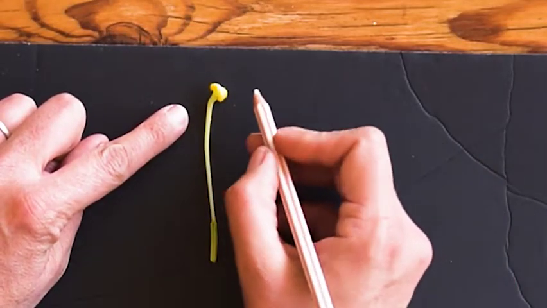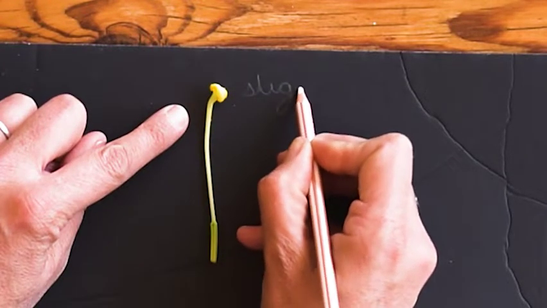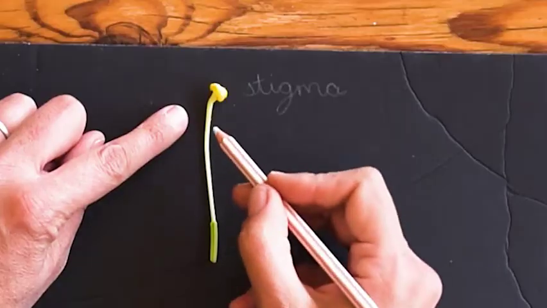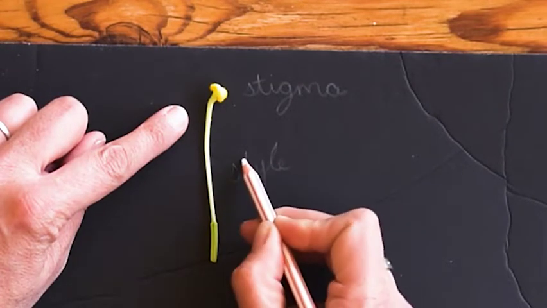So, of course, we can label that as stigma. Here we have the stigma. The stigma is this sticky bit that catches the pollen. Then we have this long tube. This tube is called the style. The style is where the pollen goes onto the stigma and then it goes down the style. Let's label that too. This long tube is called the style.